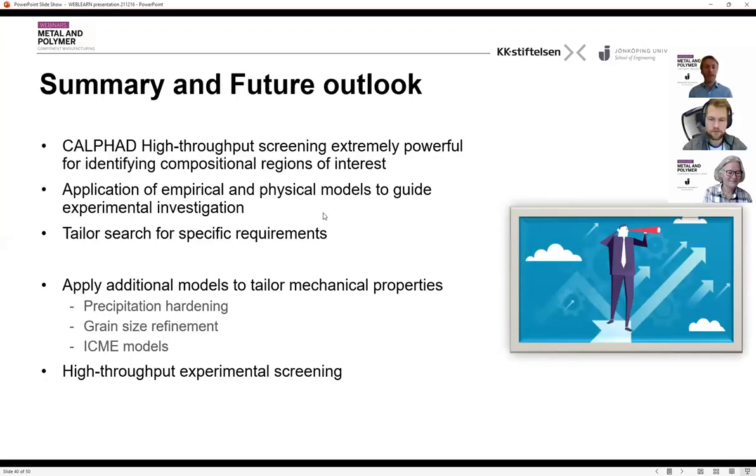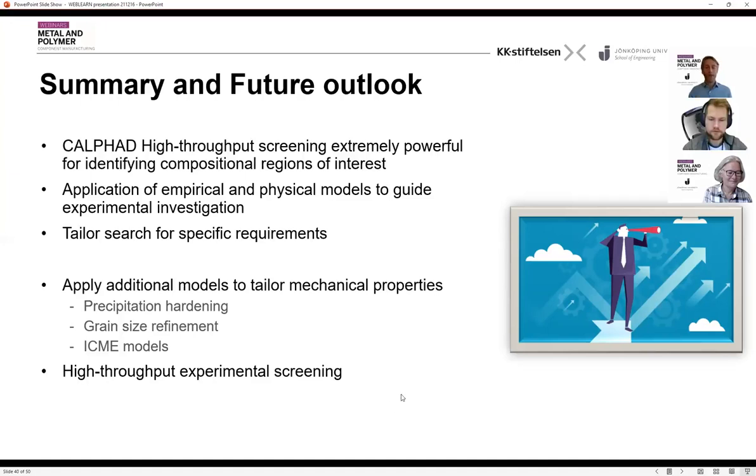And finally, a quick summary of what I've talked about is that we are seeing very promising results from our CALPHAD and high throughput screening in identifying these compositional regions of interest. And if we further couple this with some physical empirical models, it is really helping us guide our experimental investigation to find alloys of real interest mechanically, and tailoring these mechanical properties to very specific requirements that we see a need for within industrial applications.